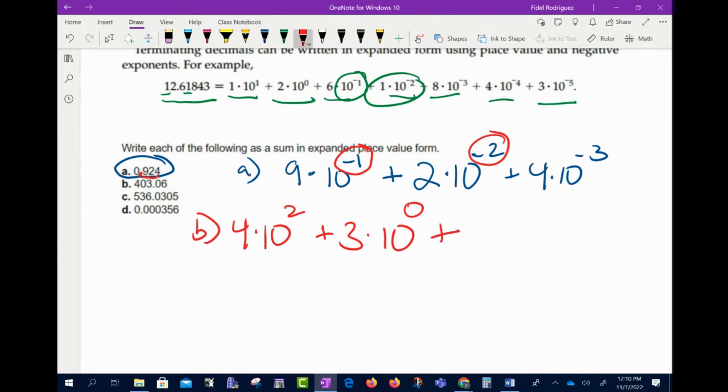Plus, now I'm going to play the same game. Look, I have another 0, so I'm not going to worry about that, but I am going to use the 6. Now, since the 6 is 2 spaces to the right of my decimal point, that's going to be a -2.